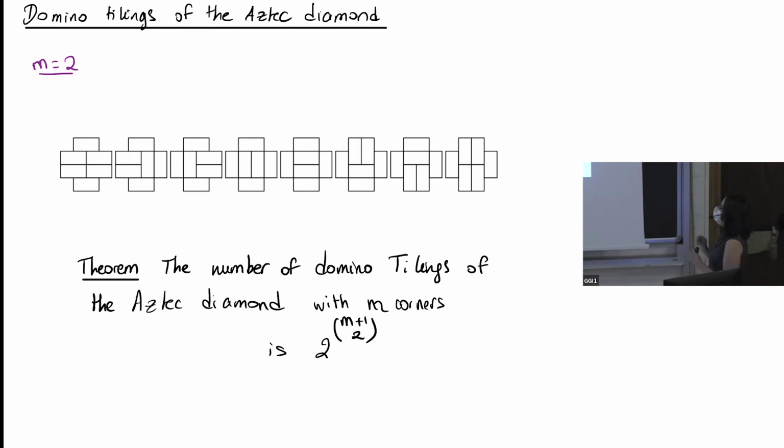It's very well known that it has a beautiful enumeration formula. If you fix m to be the number of corners, then the number of domino tilings of the Aztec diamond is 2 to the m plus 1 choose 2. And so here for m equals 2, this is going to give you 8, and I listed the 8 domino tilings of the Aztec diamond.